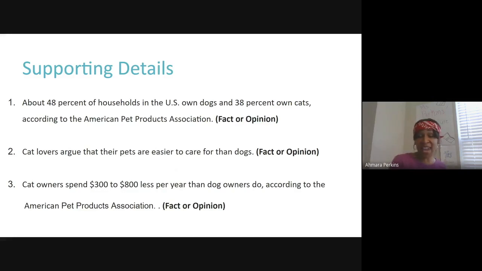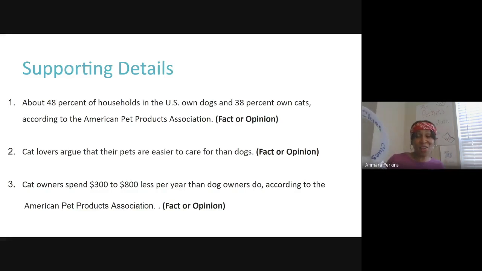Number 3, go ahead and read number 3 to yourselves. And I want you to think about, what clues do you see? Fact clues or opinion clues? Oh my goodness, you guys are rolling. Absolutely, we see numbers there, right? Cat owners spend $300 to $800 less per year than dog owners do.